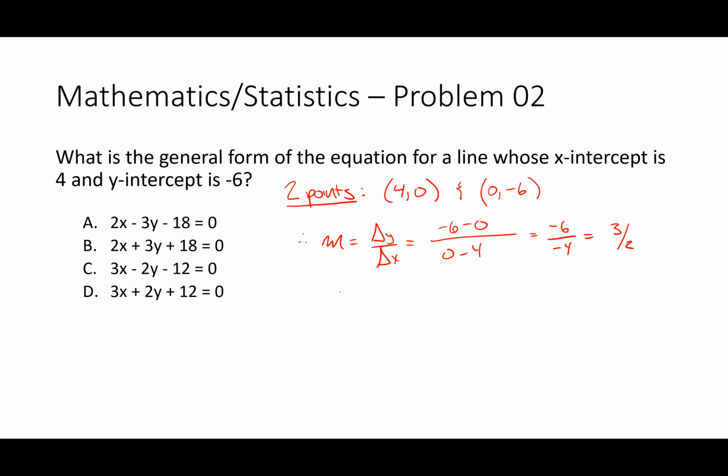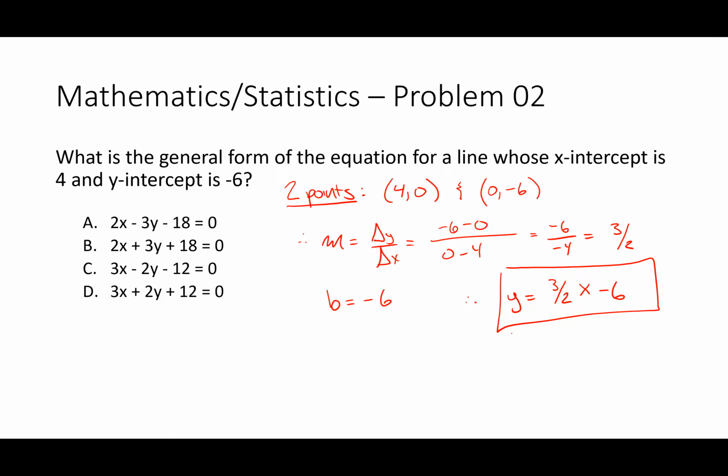So what that means is, we know our y-intercept. Our y-intercept is -6. So y is 3/2 x minus 6. And so this is the slope-intercept form of the line. We just need to get it into general form, into standard form, the ax plus by plus c equals 0.